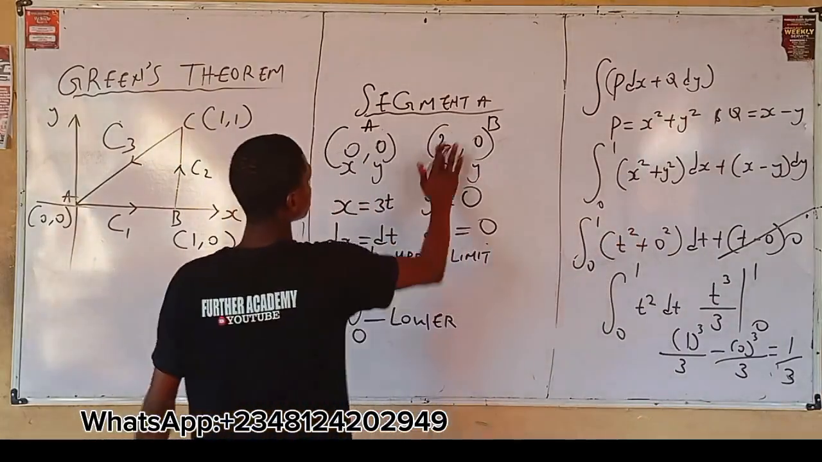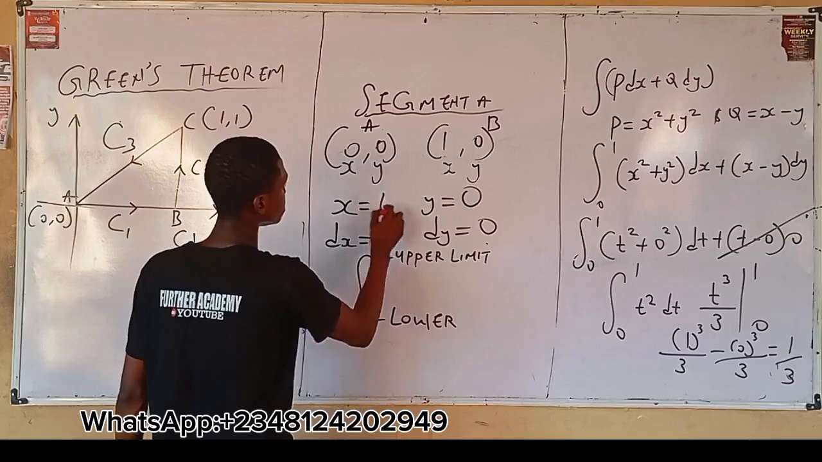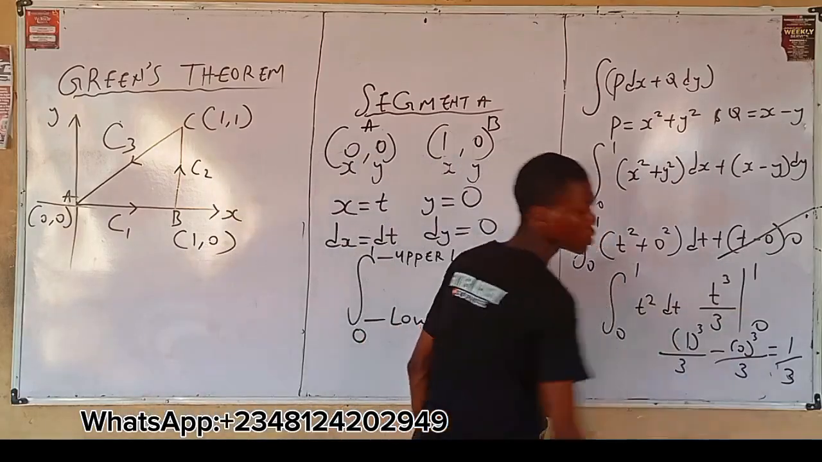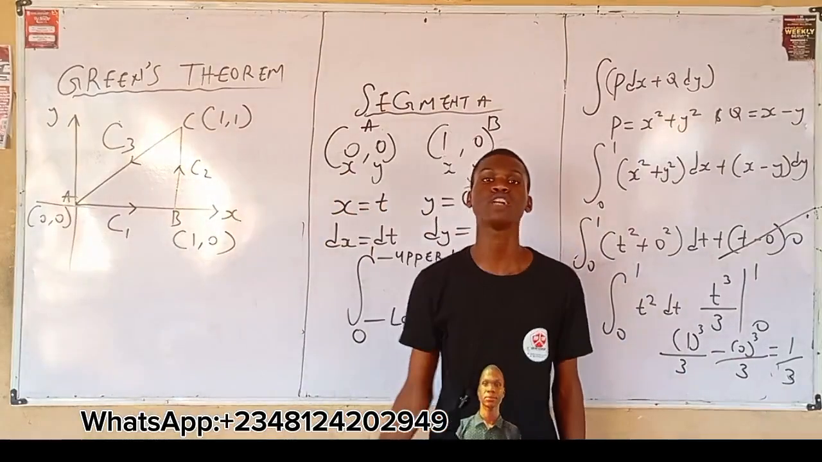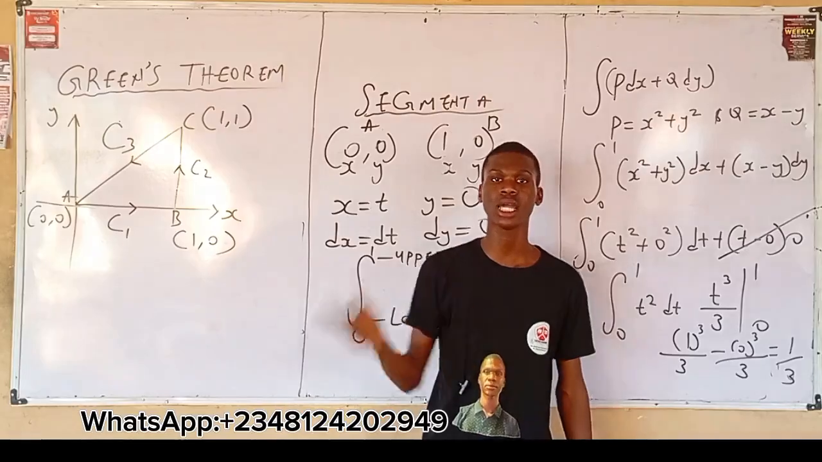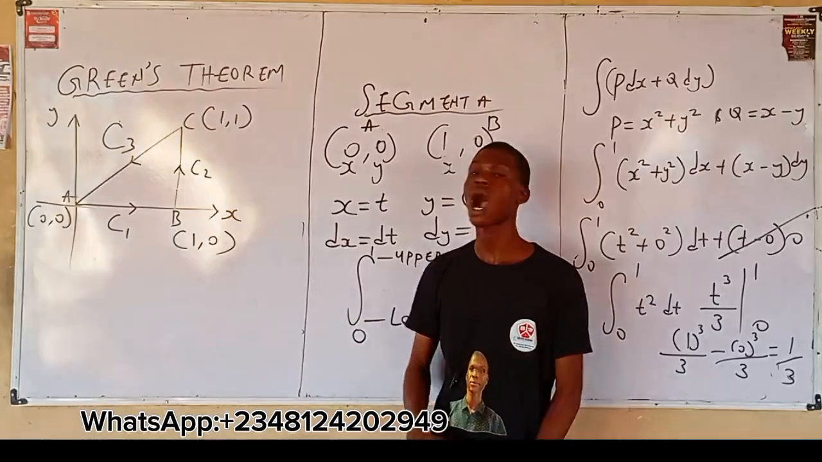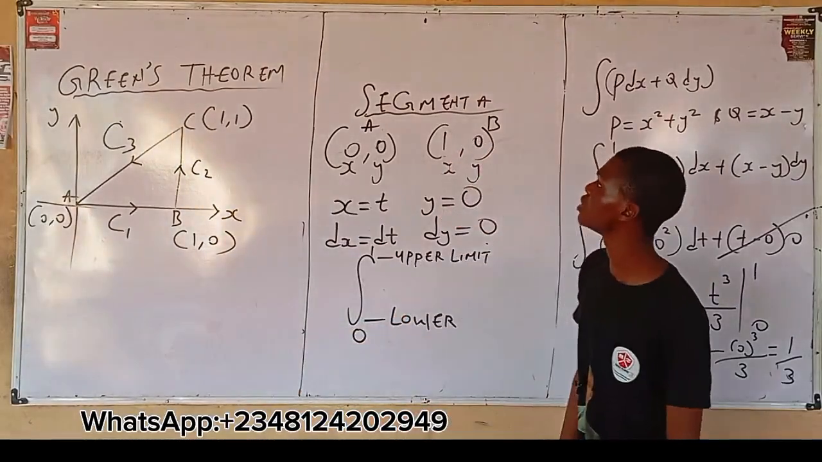Alright, back to our own question, which is 1. So I have x equals t. So I have my limit as this. So what I'm trying to say is that this approach is actually easier compared to the parameterization formula, which starts with a formula using x1 and x2. So this makes our work easier. No stress, right? Alright, let's solve for segment B.